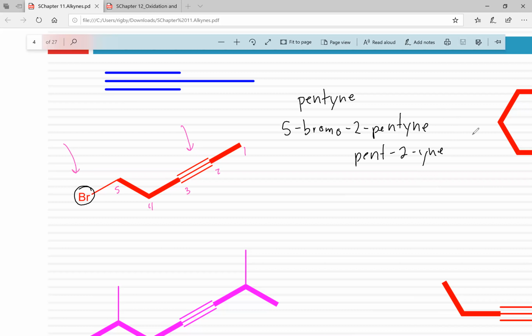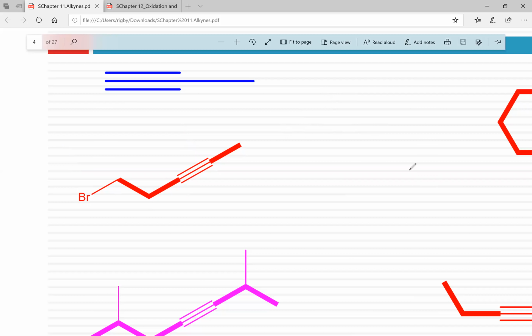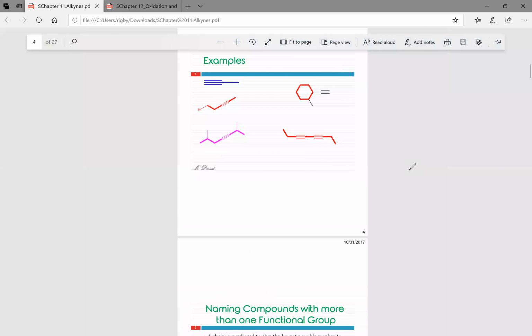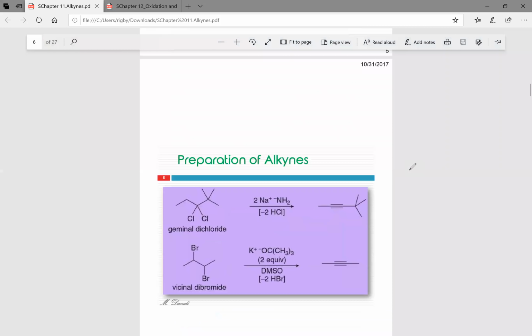I don't know which one's preferred. I think he once said that this bottom one is preferred, but don't quote me on that. I'm not 100% sure. Either way is correct though. Okay, and so then that's the gist of naming. So let's move on to the preparation of alkynes.